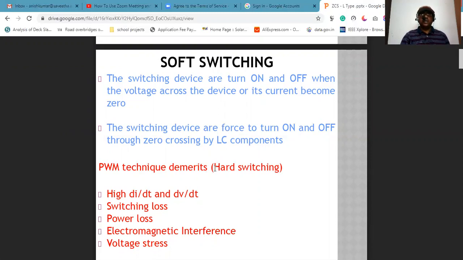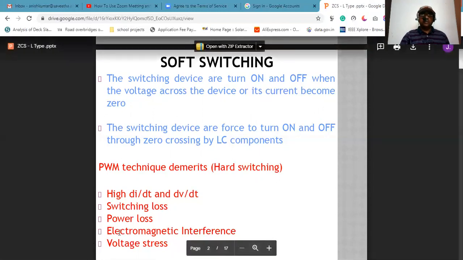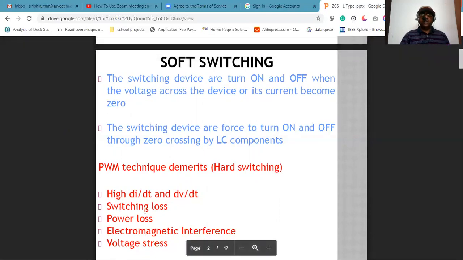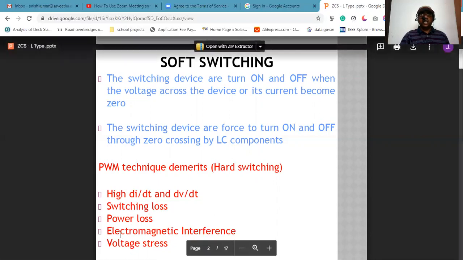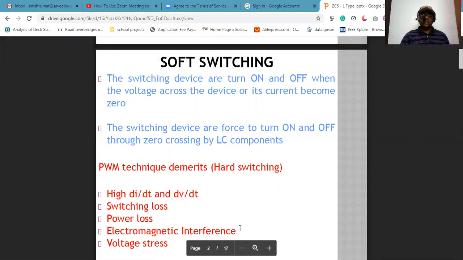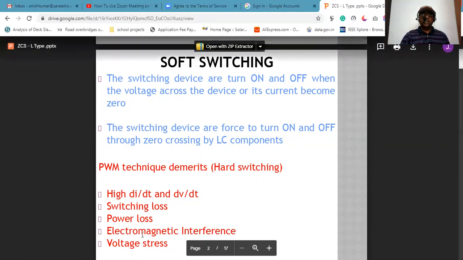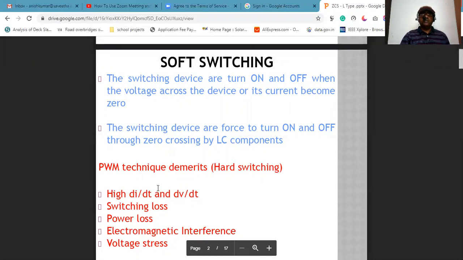Hard switching. In hard switching, the switches are turned on and turned off at any time, at some high voltage or low voltage, or high current and low current. Due to that, there are some drawbacks in hard switching. The switching loss is very high, with high di/dt and high dv/dt. There is high power loss, electromagnetic interference, and voltage stress on the switches. These are the drawbacks of hard switching. So we are going to discuss soft switching.